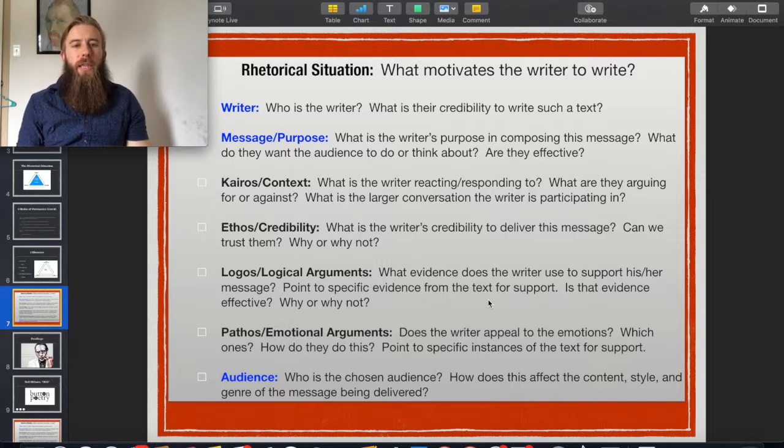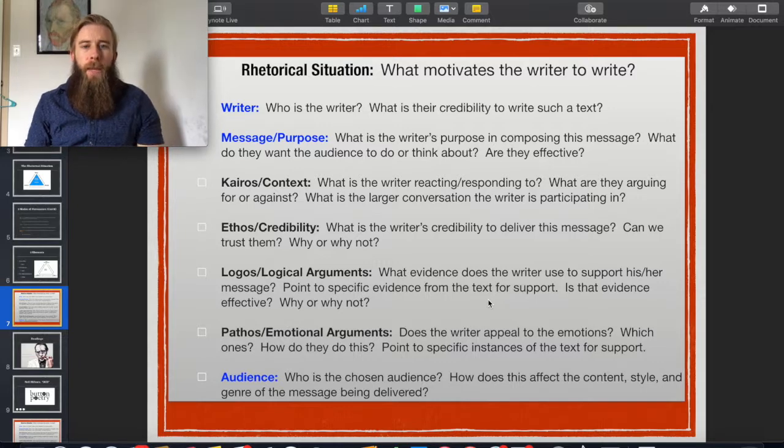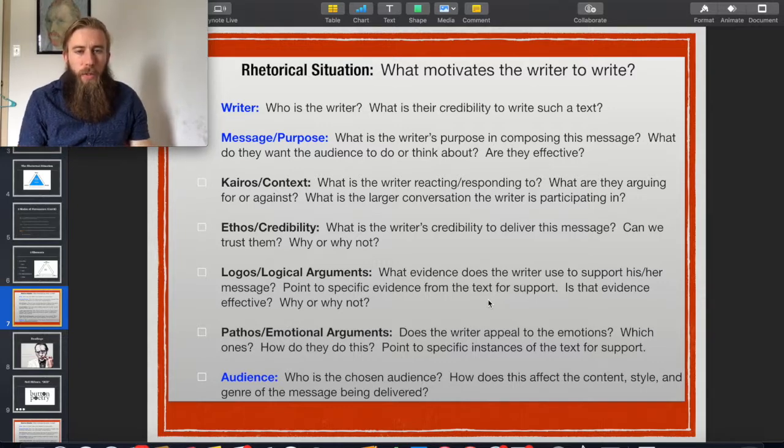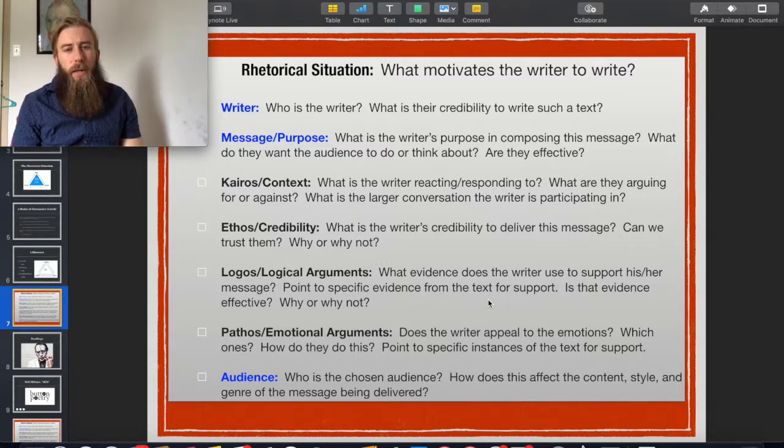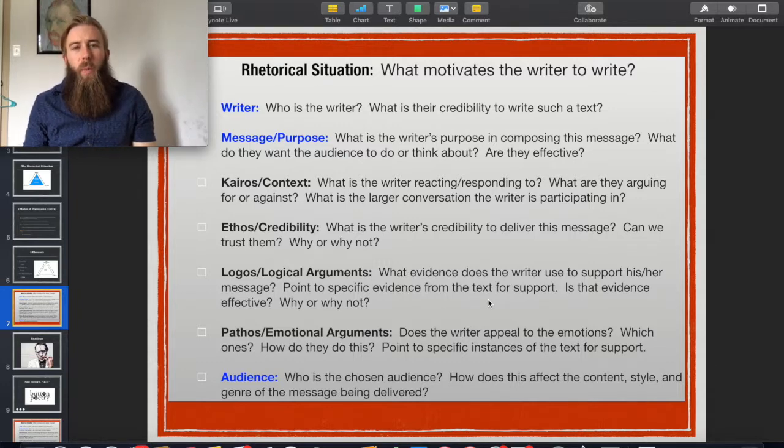So we're going to look at things like who is the writer, right? In the case of Marilyn Manson, he's a rocker. He's a cultural critic. He does write some journal pieces, right? But what's their credibility here? What is the writer's purpose? What do they want to impart on the audience? What are they trying to do to the audience? Are they effective, right? What do they want me, the audience, to think about? What's the context? What context are they writing or responding to?